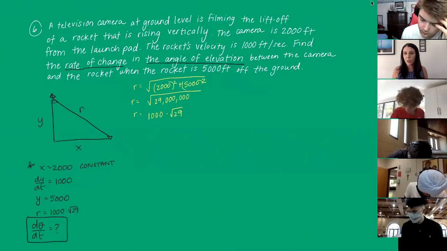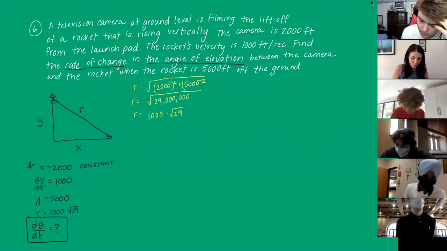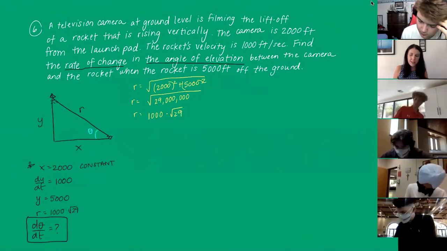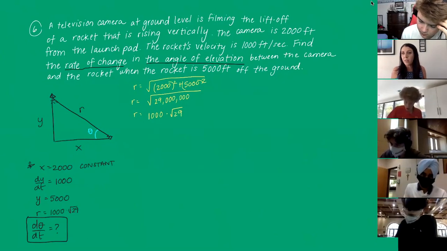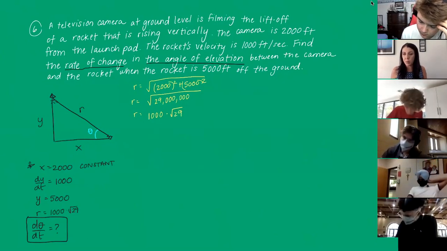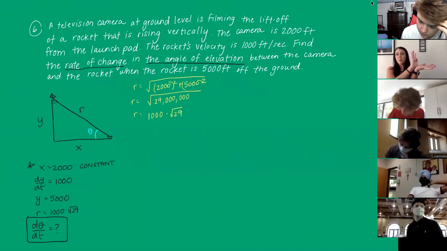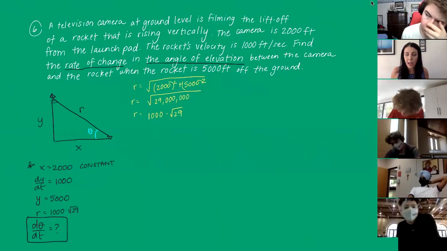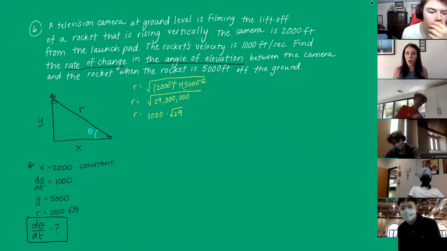Okay, d theta over dt is what we're looking for. So theta, again, is this angle right here. That's our theta. And that's exactly the right variable you should choose, a theta to represent an angle. d theta dt is how fast that angle is moving, right? So how fast that angle is changing. That's what we're looking at because the camera is tracking the rocket.